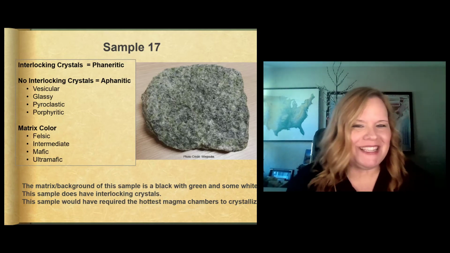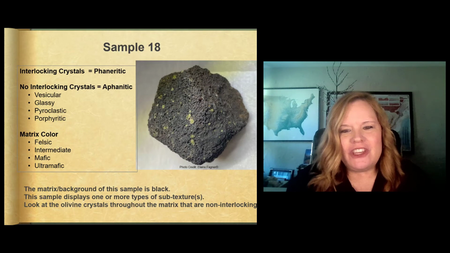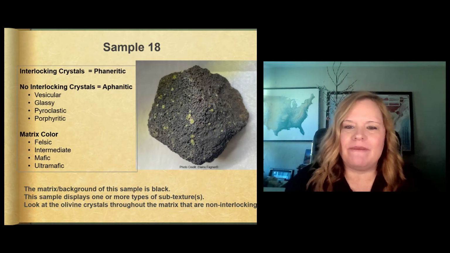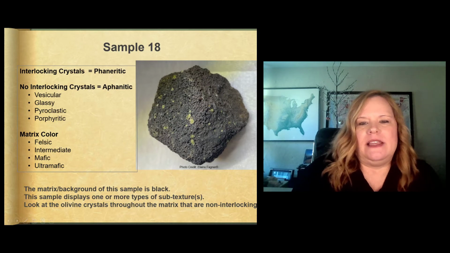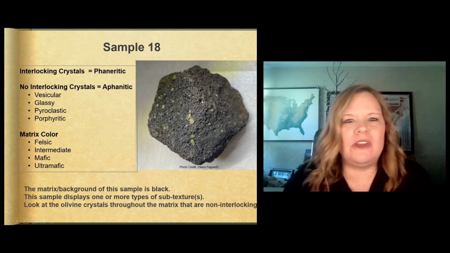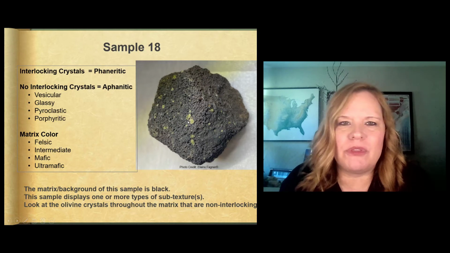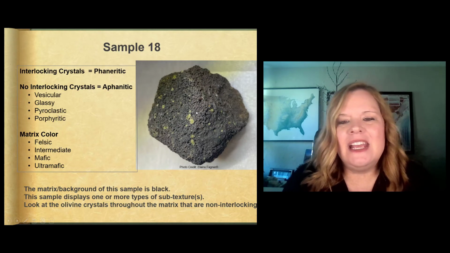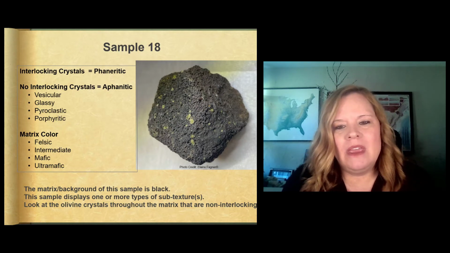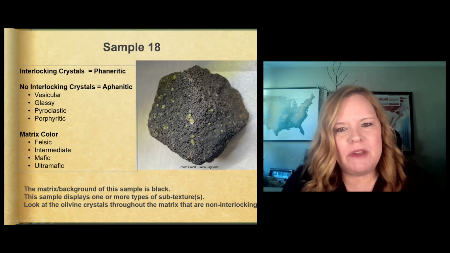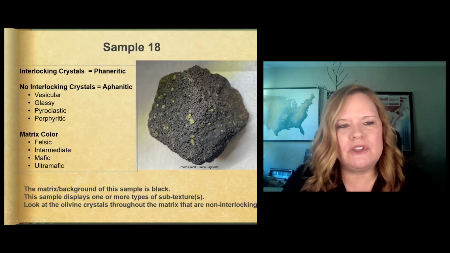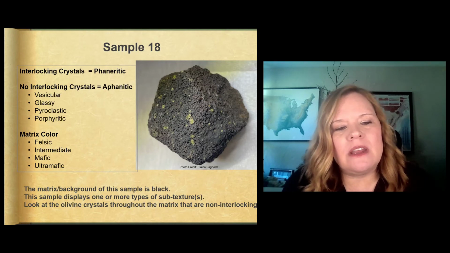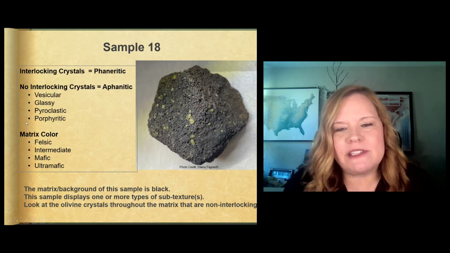Let's move on to sample 18. Woo! You can see those green crystals, right? Now, first thing you look at, what do you notice? All right, I see the vesicles. It can't be interlocking because these green crystals do not interlock with each other or other crystals. So the vesicles are a dead giveaway that we've got an aphanitic igneous rock. Okay. And then we've got a special type of subtexture besides vesicular. We also have these little crystals that were floating in the magmatic material, maybe even at the bottom, and when they came up in the eruption, they cooled off in the lava. So that makes it also porphyritic.